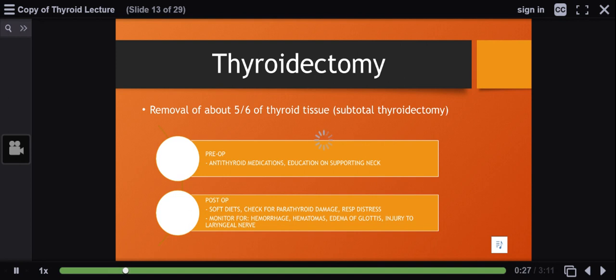Prior to surgery, if able to, the client will be treated with anti-thyroid medications until the symptoms of hyperthyroidism have disappeared. They may also be treated with beta blockers to reduce heart rate and other cardiac symptoms that they may be experiencing. It's very important during the preoperative state for the nurse to educate the client on proper technique for supporting their neck post-op. This would include raising the elbows and placing their hands behind the neck to provide support and reduce strain and tension on the neck muscles.